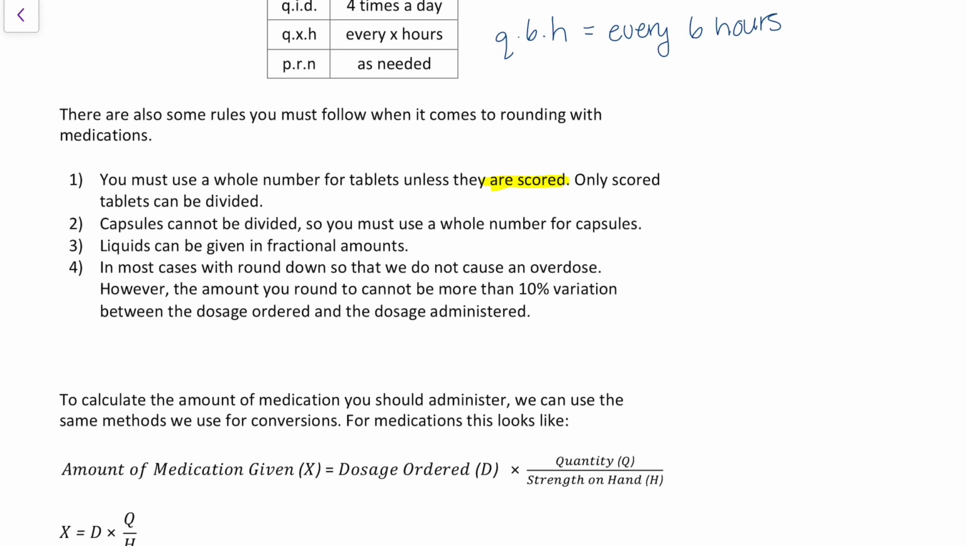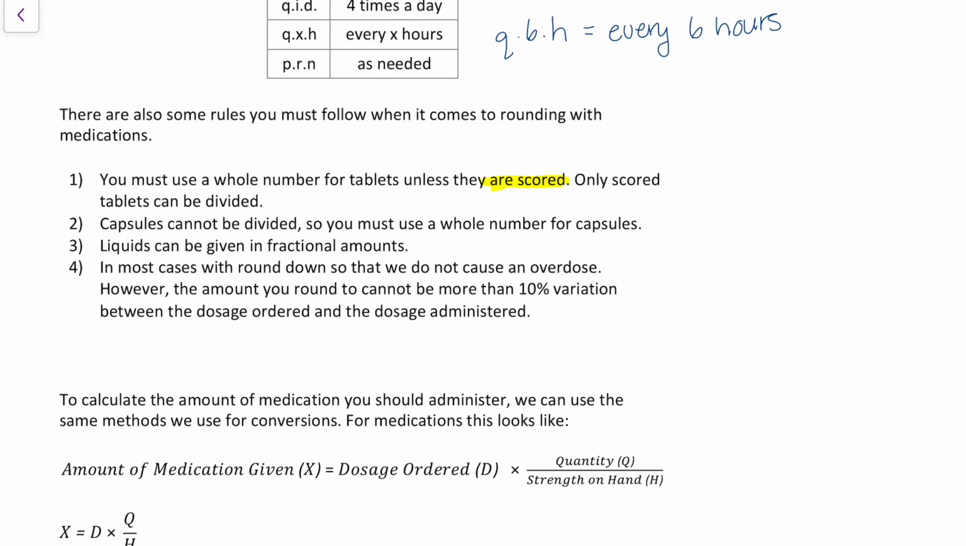In most cases, we're going to round down because you don't obviously want to overdose your patient, and so you need to make sure that you are rounding down. However, whatever you give out, if you've rounded that number, it cannot be more than a 10% variation between what they've ordered and what you've administered. And so there are some different rules and things we need to think about as we are rounding and giving our answer when it comes to medications.